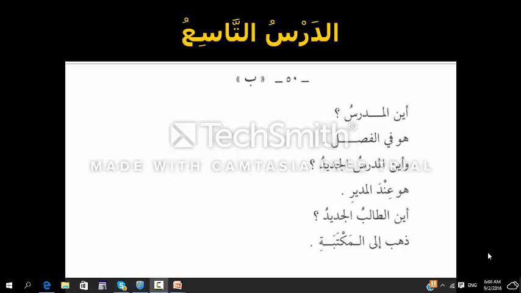Bismillahirrahmanirrahim. We're going to start in part two of Darsul Tafsir, lesson number 9. And I believe right now this is page 50. Is that right?